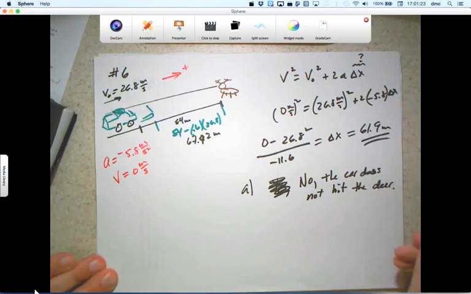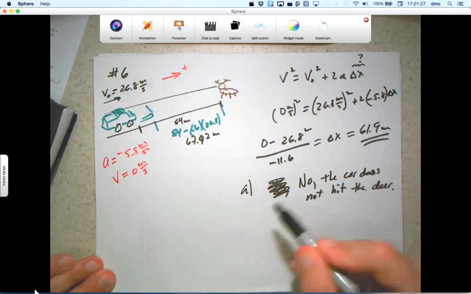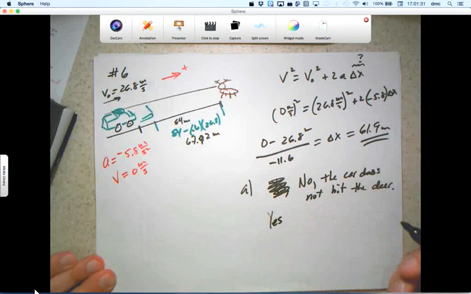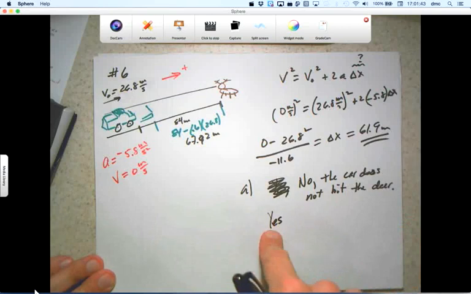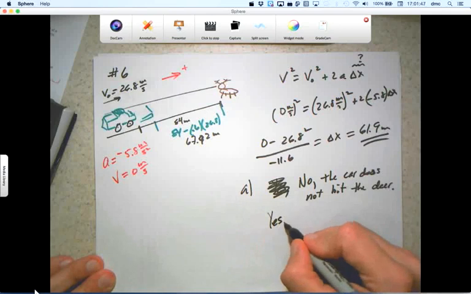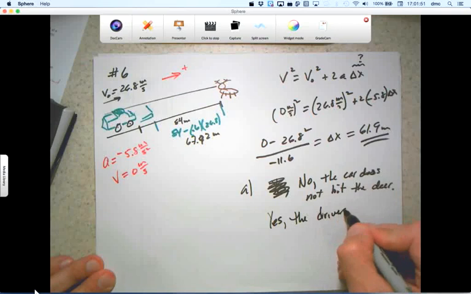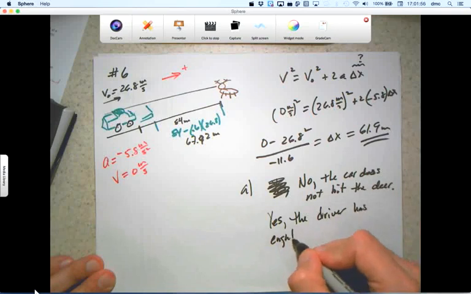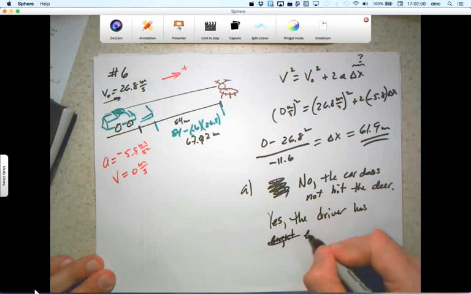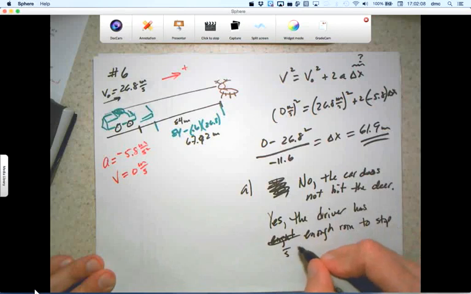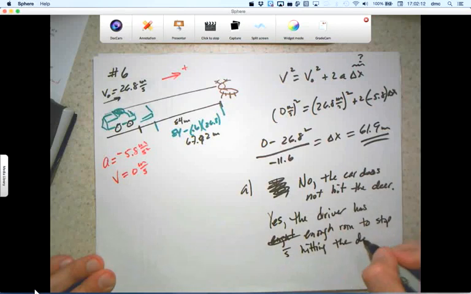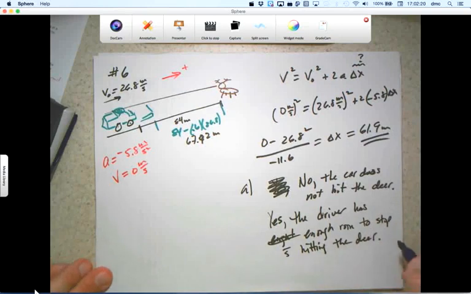Now, don't just write yes or no. Write out a full sentence, because if I hadn't gone back and looked and I just wrote yes, what I was thinking was yes, the driver has enough space to stop without hitting the deer, and then moved on. But I just wrote yes. In my head, it was the correct answer, but if you just read what the question asks, it would be wrong. So if I wrote yes, comma, the driver has enough room to stop without hitting the deer. And this is your answer, and I read it. It's like, yeah, okay, same message, so that would be fine.